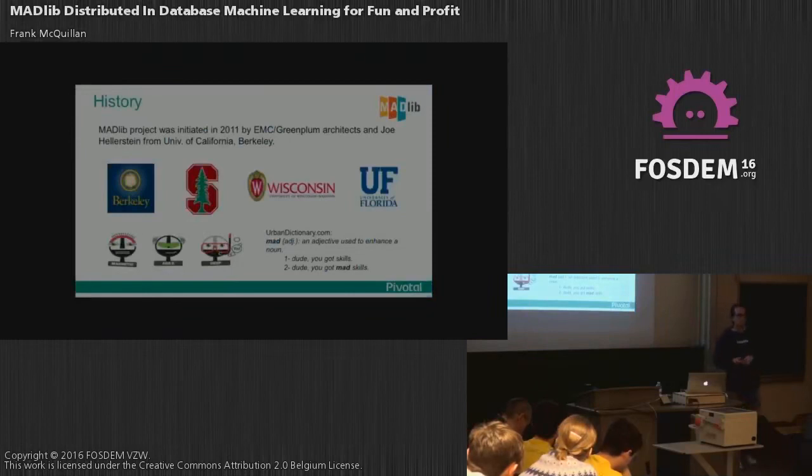So as I said, MADlib is the result of a very interesting collaboration between industry as well as academia. One of the key people involved was Joe Hellerstein from UC Berkeley. He was one of the first guys who actually thought about in-database machine learning, and came up with an architecture to realize that. Along the way, we've had a lot of contributions from Stanford, from University of Wisconsin-Madison, as well as University of Florida.